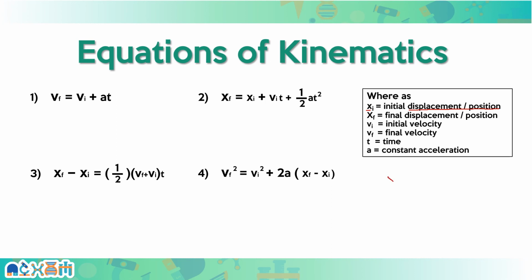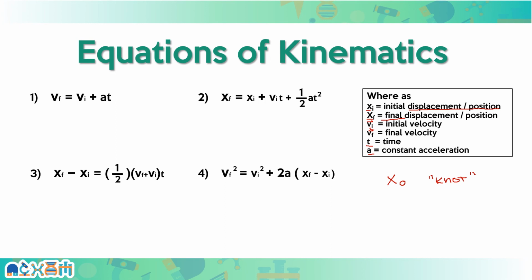Kindly remember also that some references use the term naught. This O icon here is the naught. However, we are not going to use it to avoid confusion. We also have xf, which means the final displacement. We also have vi, or the initial velocity. Again, put an arrowhead. And then we have vf, which means the final velocity. We also have time, and we have constant acceleration.